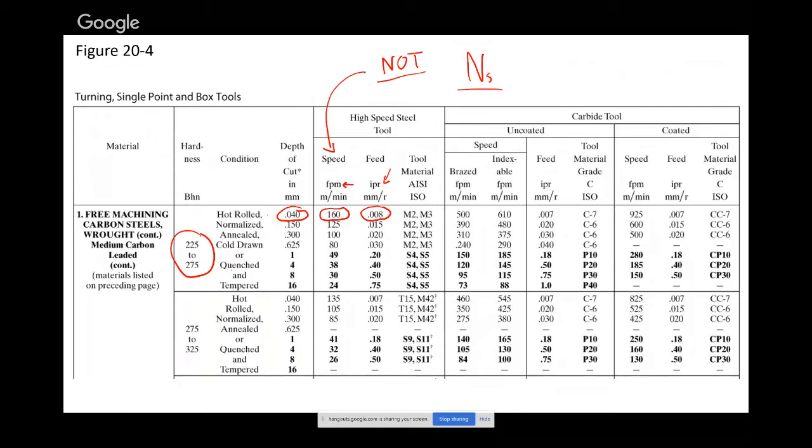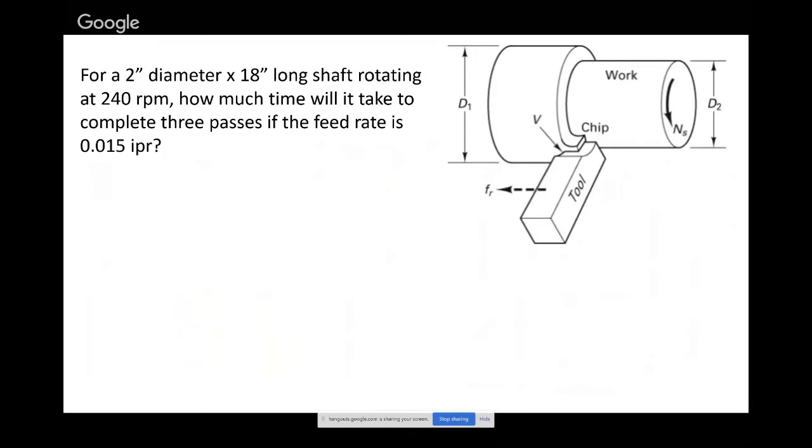Just a reminder, you've got the kind of the US units up here, then you've got the metric down here. I want to make sure that we can keep that separate. Okay, so let's see here.